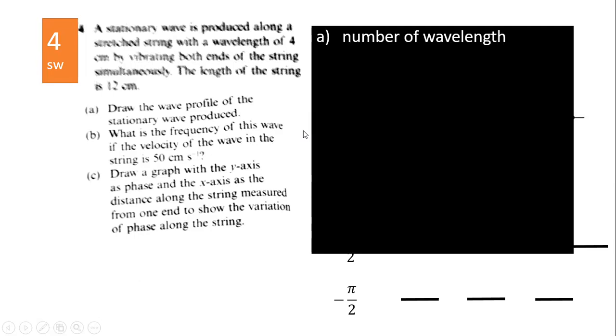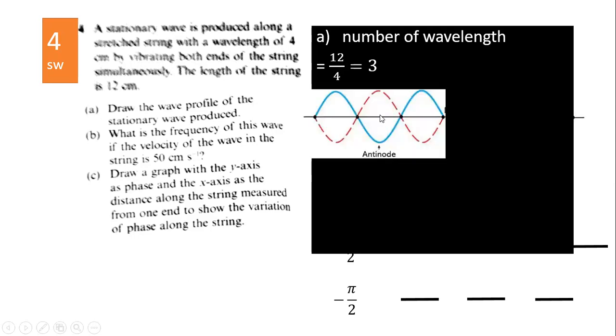So number of wavelength. You are told the wavelength is 4. The string is 12 cm. So you have to look at the number of wavelength. Calculate the number of wavelength first. 12 divided by 4 is 3. So it means that there must be.